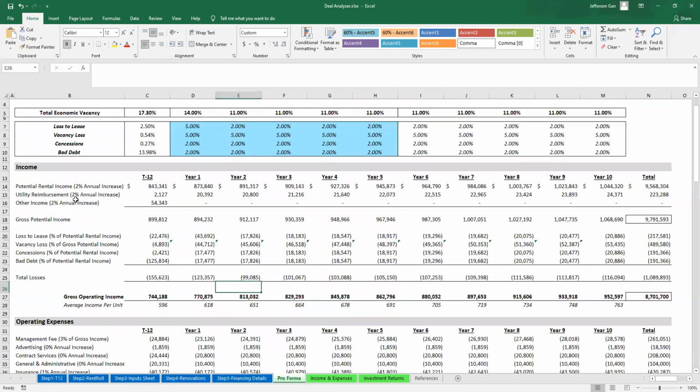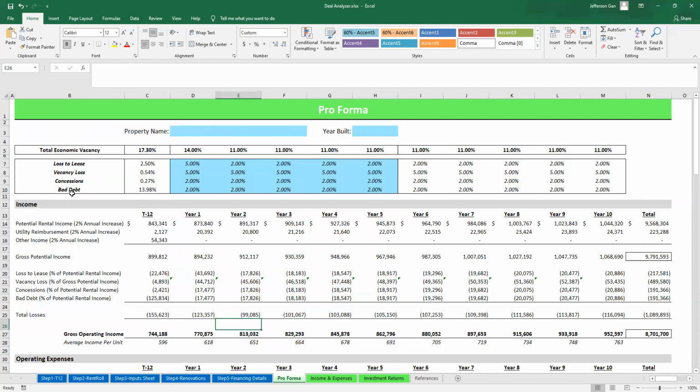Then this is the pro forma page. This is one you can input. This model of the deal analyzer is a burn-off, so we're burning off the economic vacancy. Economic vacancy will have a higher loss to lease at first, then as the years pass by, it will be lower as we go along. That's how the burn-off of the economic vacancy will happen.